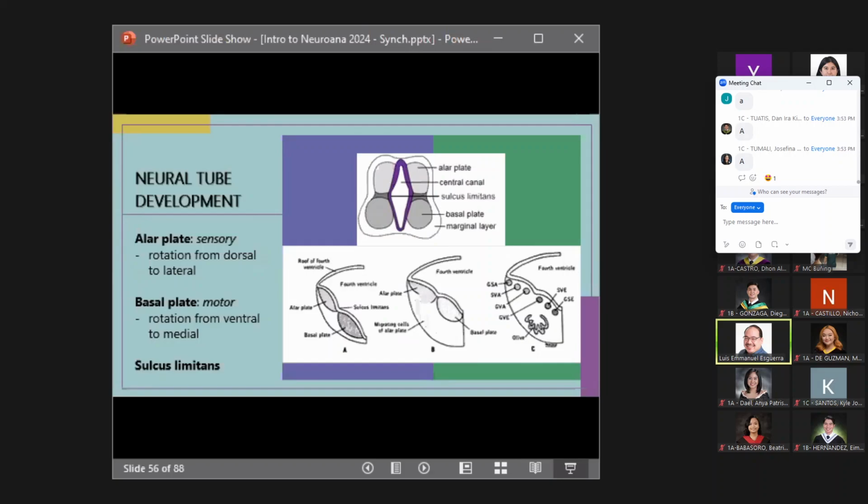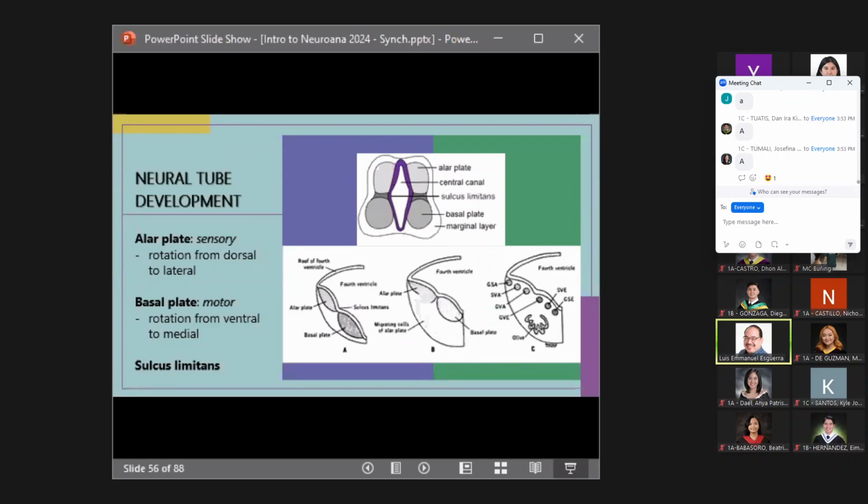The more medial ones are motor. The alar plate is sensory. So naging lateral. So remember, sa spinal cord, the sensory part is the dorsal horn, the motor part is the ventral horn. So ganun, hindi masyado gumalaw sa alar and basal. But in the brainstem, yan, kikita mo, the motor parts are more ventral and medial. Sensory parts are dorsal and lateral.